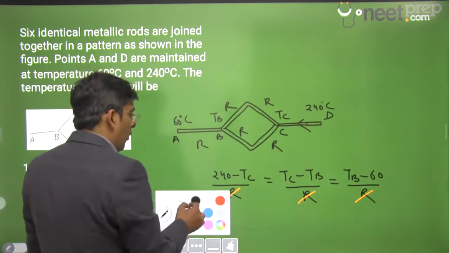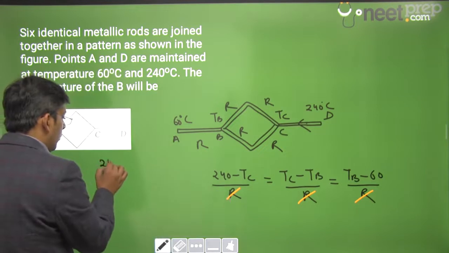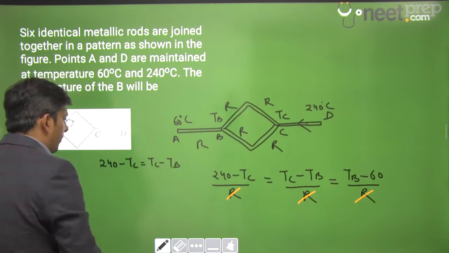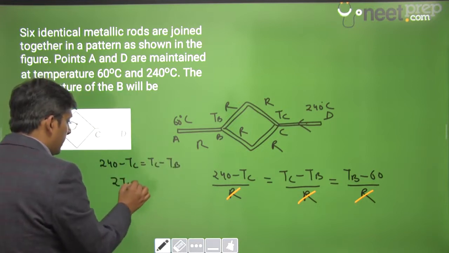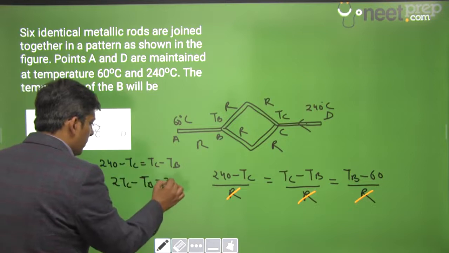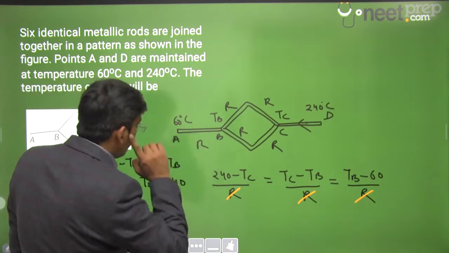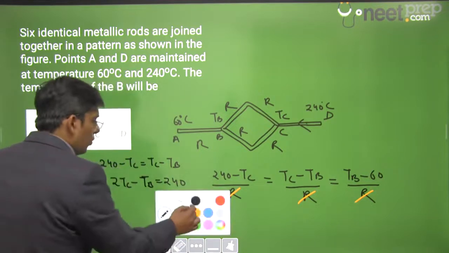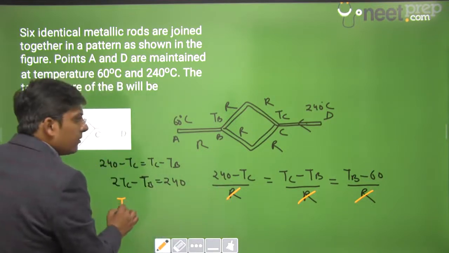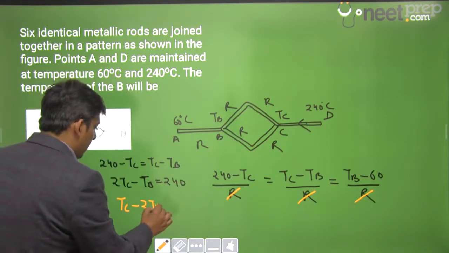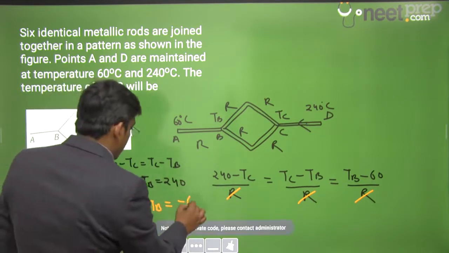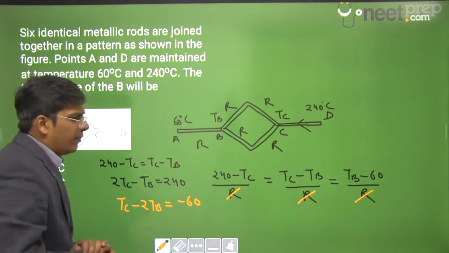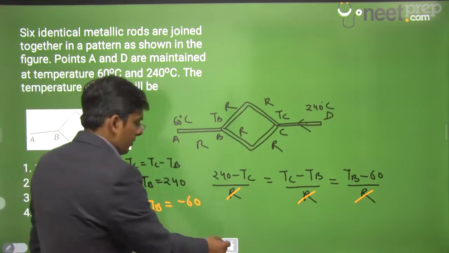So this becomes 240 minus TC equals TC minus TB. So the equation is 2TC minus TB equals 240. If you equate the other values, you get the next equation: TC minus 2TB equals minus 60. Okay, dear students, now you just solve by the method of elimination. You are going to get the value of TB very easily. I hope you can do it yourself.